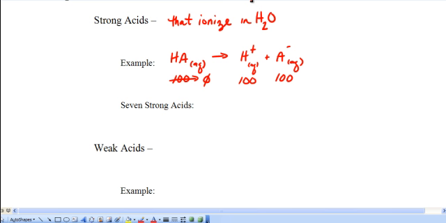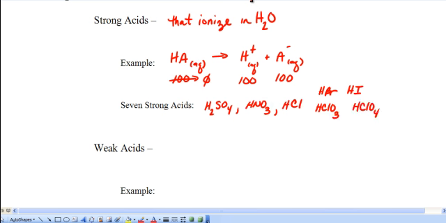Now, what acids are strong? Well, in fact, there are only 7 of them that you have to worry about. So let's go ahead and list those. You have sulfuric acid, nitric acid, and hydrochloric acid. Those are 3. Then you also have HBr, hydrobromic acid, HI, hydroiodic acid, HClO3, which is chloric, and HClO4, which is perchloric acids.